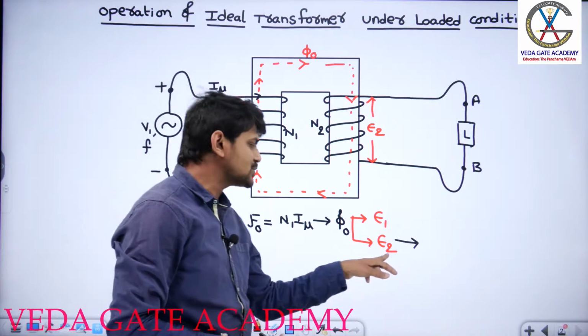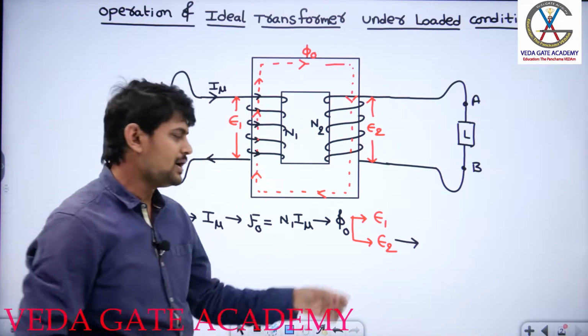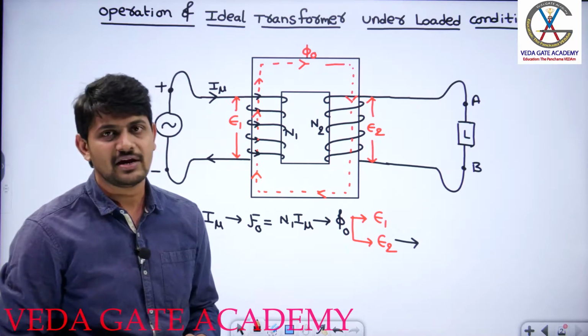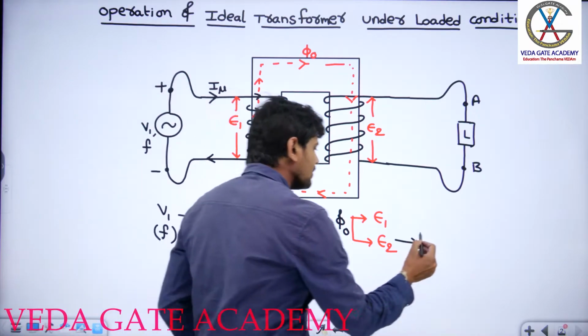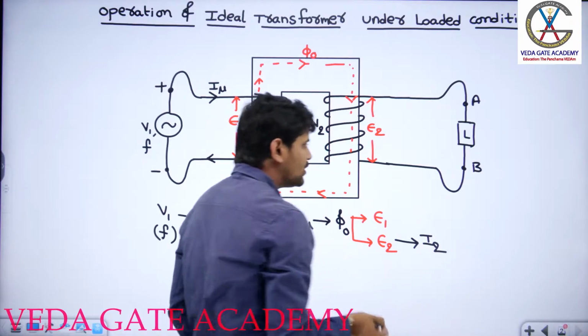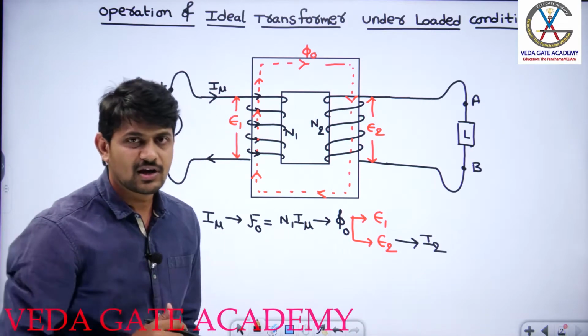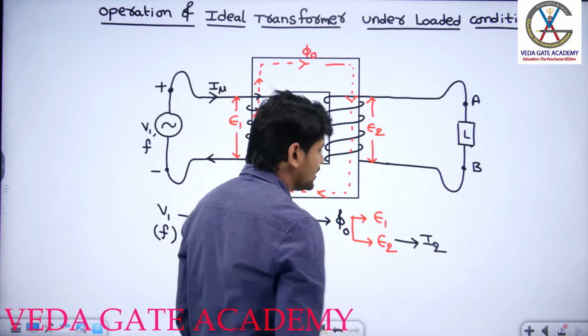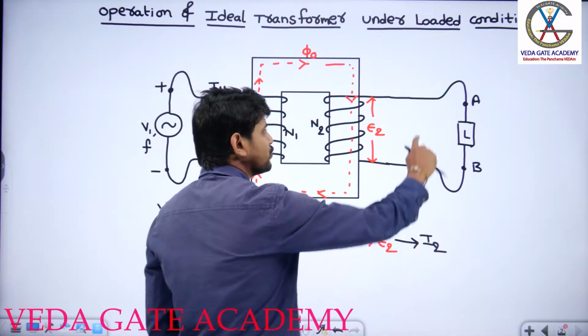In general, the subscript 2 represents the secondary side parameters, and subscript 1 represents the primary side parameters, according to our standard convention. So this EMF will drive a current I2. As of now, I don't know what the direction of the current I2 is. We'll see. So I2 obviously will flow through the load.